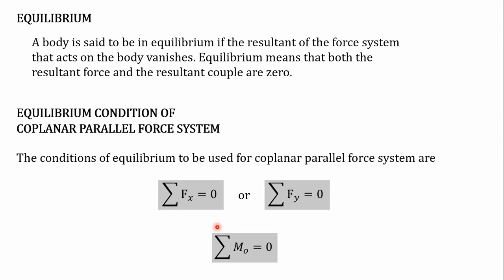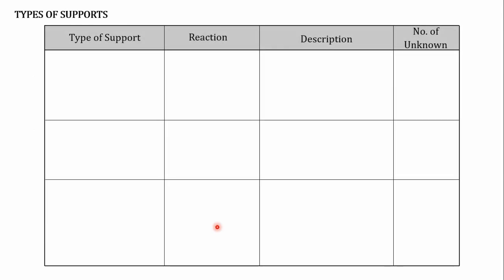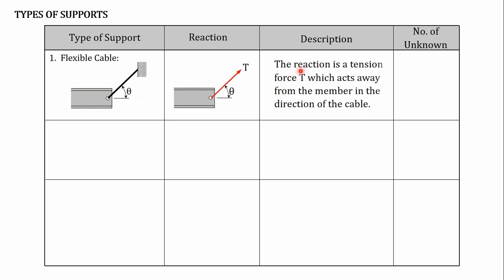In a rigid body class, may tinatawag tayo na type of supports. Anim to class, no? Ang una is may tinatawag tayo na flexible cable. So may beam dito class, ito yung flexible cable natin. Kapag nag-draw tayo ng free body diagram ng beam na yan, and then i-draw natin yung reaction niya, ito yung mangyayari class. The reaction is a tension force T which acts away from the member in the direction of the cable. That's why ito yung T natin, which is directed along the direction of the cable.